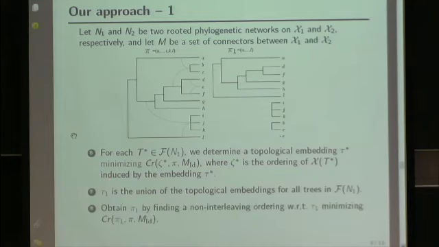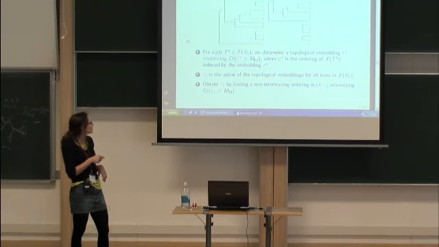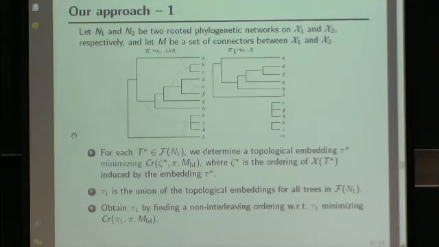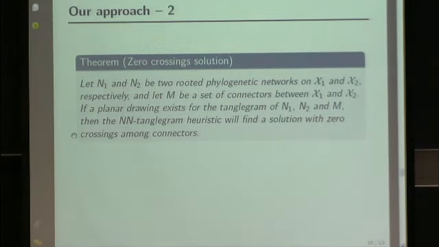What we now need to do is obtain the total ordering of X1, and we do that by finding a non-interleaving ordering with respect to tau 1 that again minimizes this value, so that it is as accurate as possible with respect to pi. There are lots of other things that I cannot go into detail about and explain, for example how to proceed when these two taxon sets are different. There are some little tricks that we have to use, but I don't think I have the time.